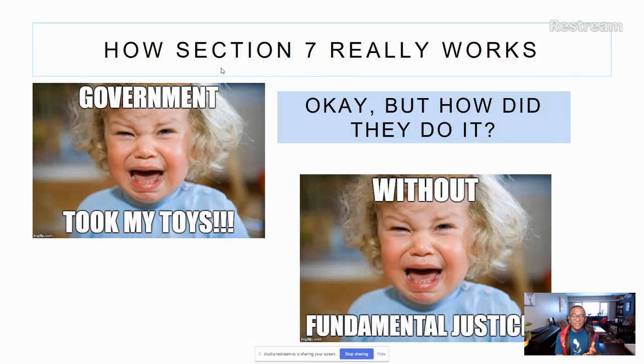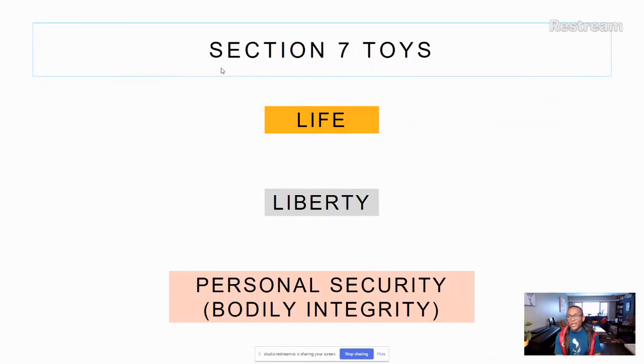Now, of course, it'll be nice if the government didn't mess around with us. But I got news for you. They do this all the time. They try to mess around with us. And when they do, the question really for this section is, did they do it with or without fundamental justice? So here are your Section 7 toys: life, liberty, and personal security. Or in lay language, some that people understand, your bodily integrity. So let's talk about each of these toys before we get into this whole thing about fundamental justice.